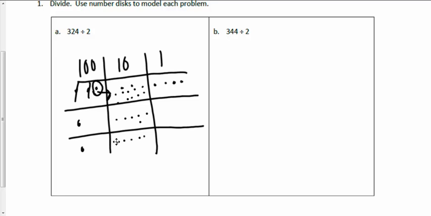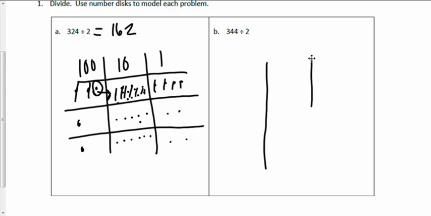2, 3, 4, 5, 6. Flip all of those, and I've got 4. 4 divided by 2 is 2. So my answer would be 100. Again, once you go ahead and try to do this by yourself, and then come back and check and see if you did the same way that I did.